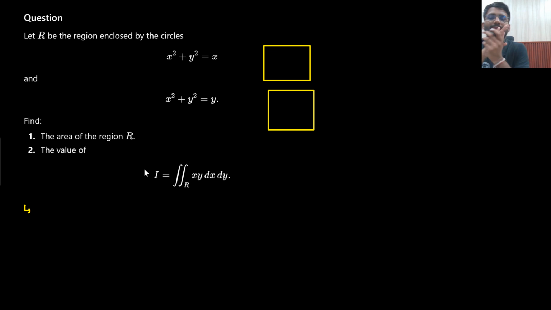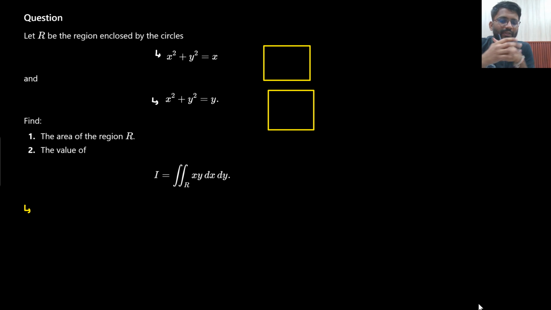This one. R is the region enclosed by, let's just say this circle was not mentioned. They did not even mention it. They mentioned only two equations, x square plus y square equals x, and x square plus y square equals y. You need to find the region bounded, and you need to evaluate this integral over the region R. These two questions you are supposed to solve.